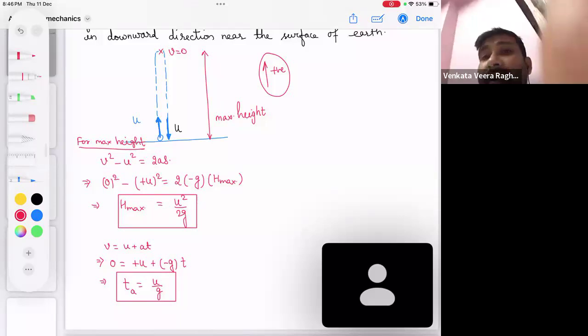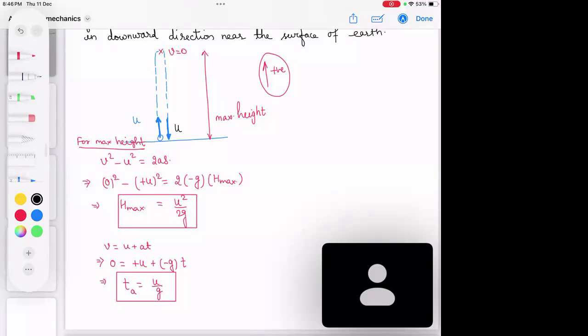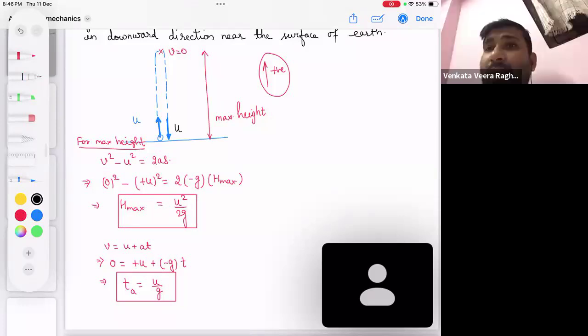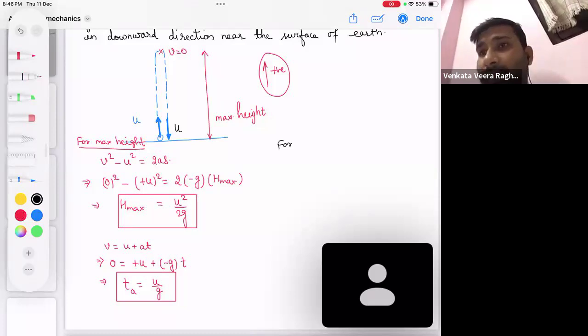Yes. This is only the time of ascent. What will be the time of flight? Time of flight means 2u by g. Total time taken means what? Time taken to go up and again come back. So that time is called what?